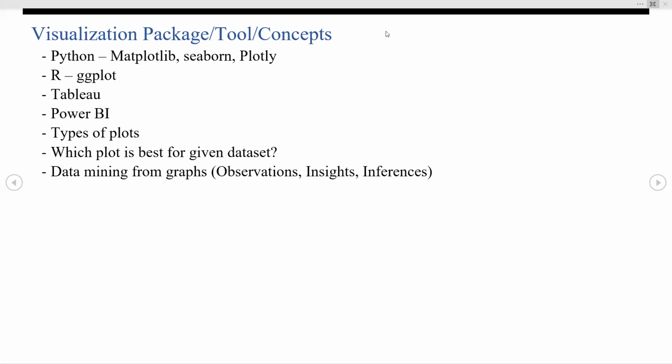So the choice you can make is based on what is available in your hand. And no matter what choice you make, you have to master one of the visualization packages. Now, this is about the package tool.